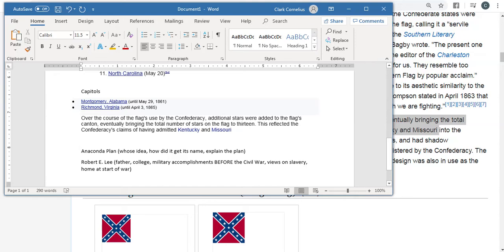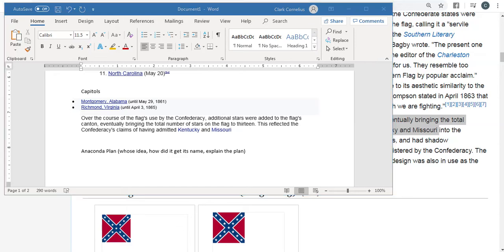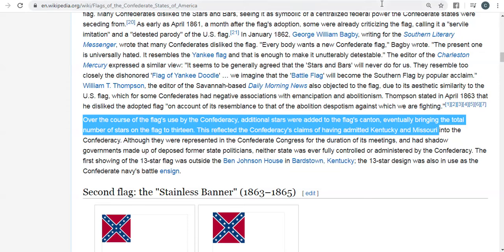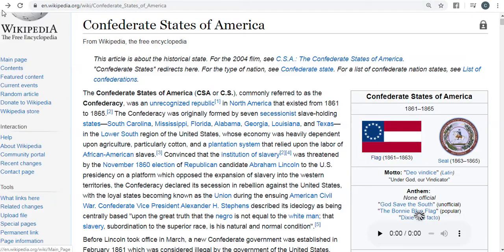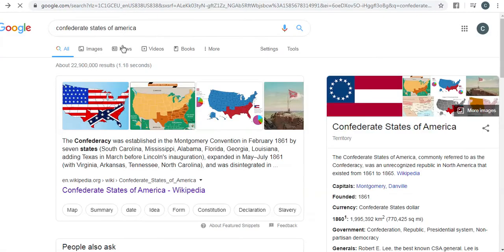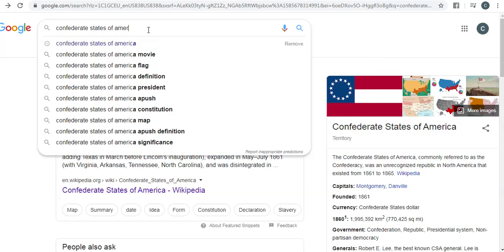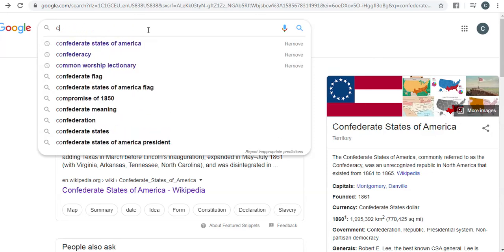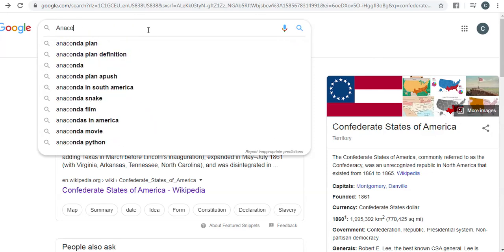Okay, the Anaconda Plan. Whose idea was it? How did it get its name? And explain the plan. Got it. Anaconda Plan. Back here, back up, back. Google bar, Anaconda Plan. There it is. Boom.